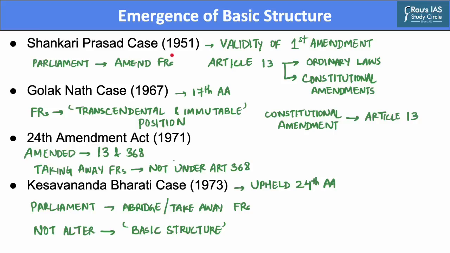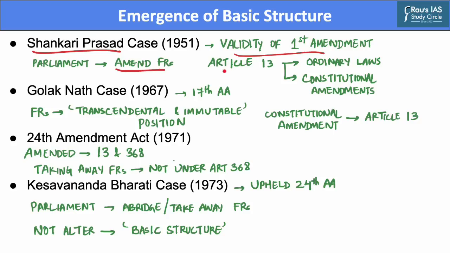The question whether fundamental rights can be amended by the Parliament under Article 368 came for consideration of the Supreme Court within the first year of the Constitution coming into force. In the Shankari Prasad case of 1951, the constitutional validity of the First Amendment, which curtailed the right to property, was challenged. The Supreme Court ruled that the power of the Parliament to amend the Constitution under Article 368 also includes the power to amend the fundamental rights.